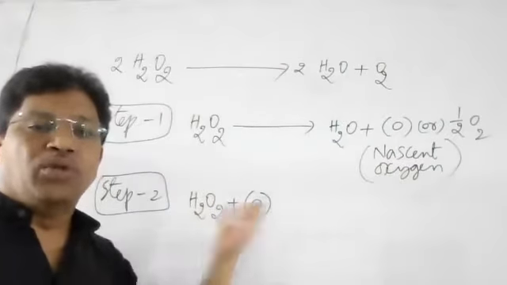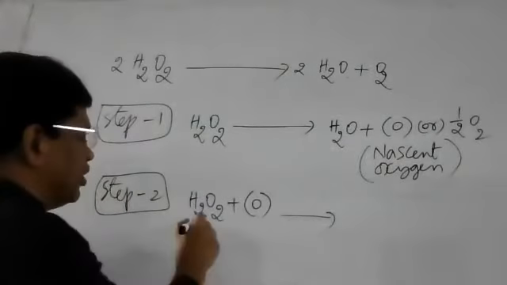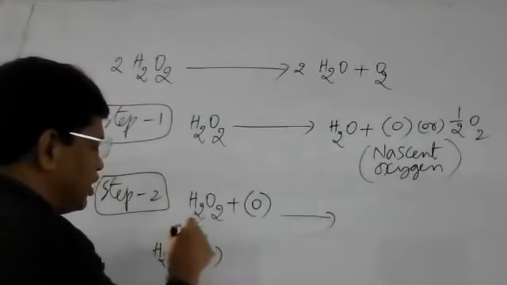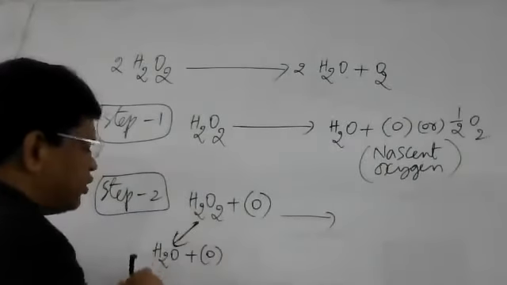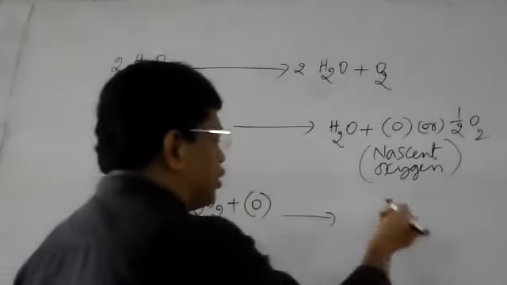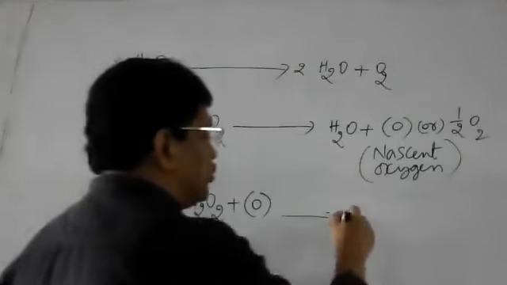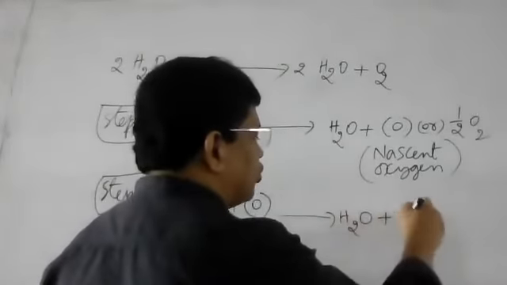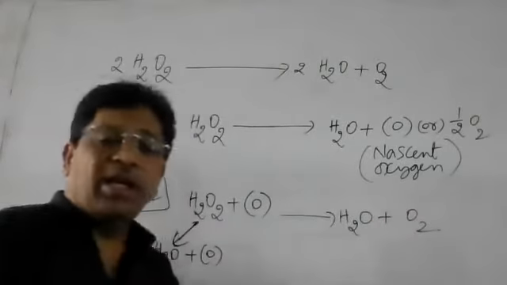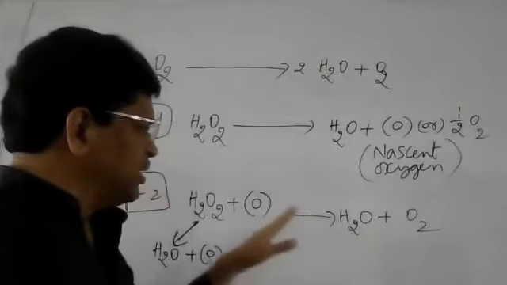So this highly energetic nascent oxygen formed in the first step immediately attacks one more H2O2. This H2O2 also dissociates into H2O and nascent oxygen. This nascent oxygen combines to form O2, and H2O is formed along with the O2 molecule. This is the concept here. So this is step 2.